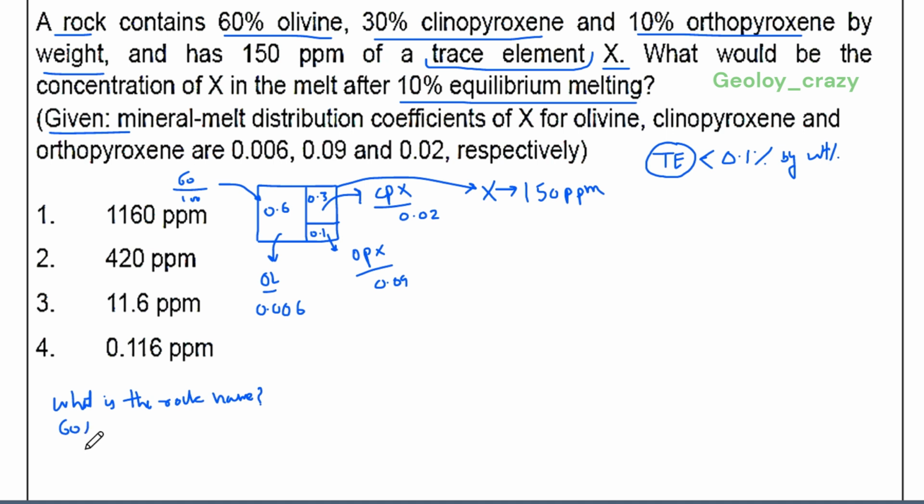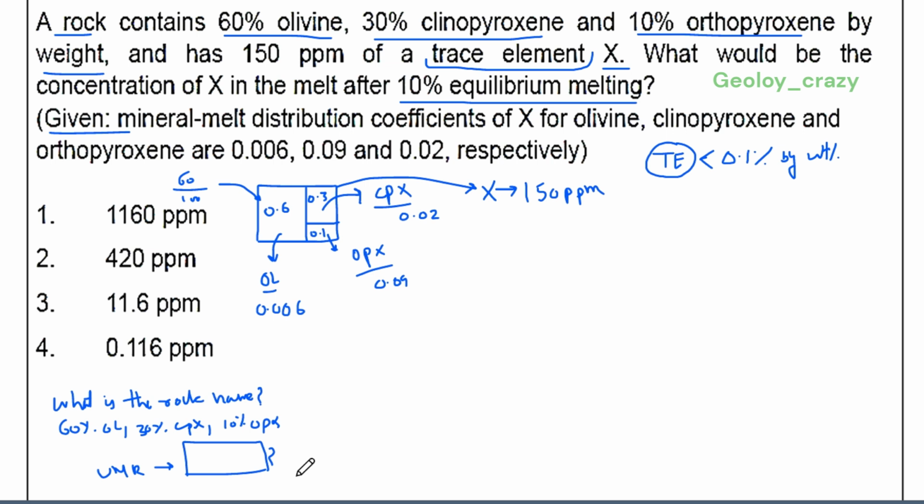60% olivine, 30% CPX, 10% OPX. Okay, it is ultramafic rock. Which one? Okay, this is the question for you.